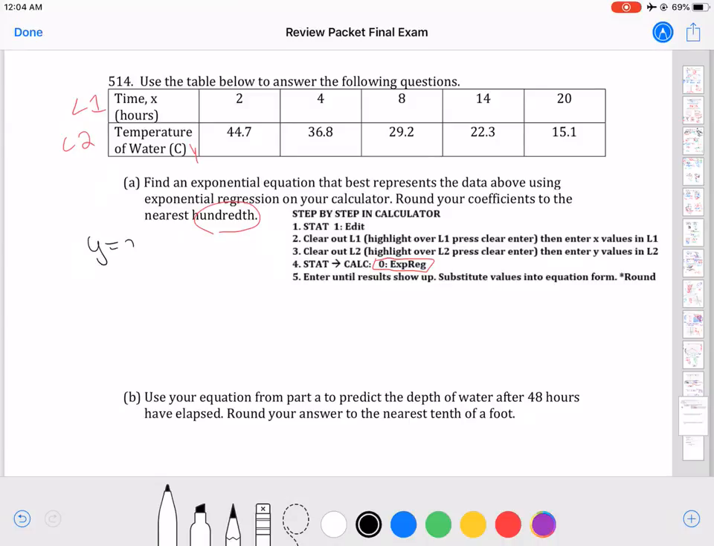Once you do that, you should end up with this. So I'm going to write down what your calculator should say. And your equation looks a little different on your calculator, but it says a times b raised to the x. This is the nice way of writing that out. So a should have been 47 point blah, blah, blah. B should be 0.94, blah, blah, blah. Okay, so those are the numbers that you should have on your calculator screen.